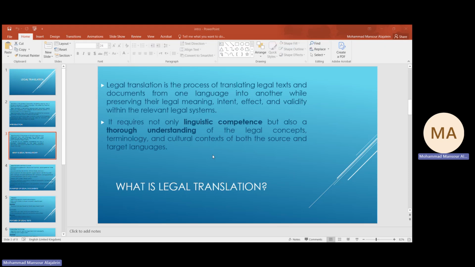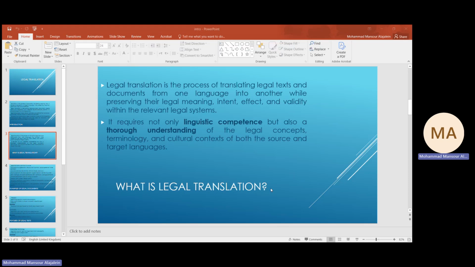So legal translation requires two kinds of knowledge. So we have what is called the linguistic competence, which is the comprehension of the grammar, vocabulary, syntax, and style in both languages, and also the legal competence, which means that the legal translator must understand legal concepts in both legal systems.